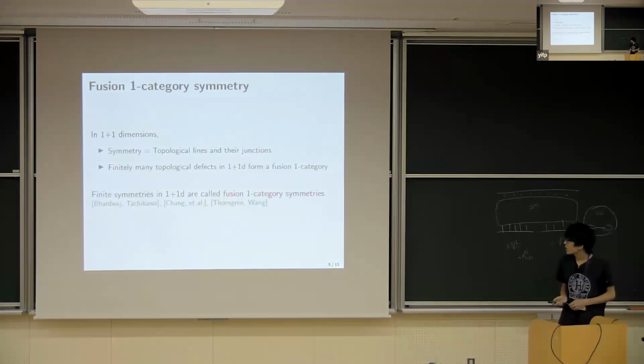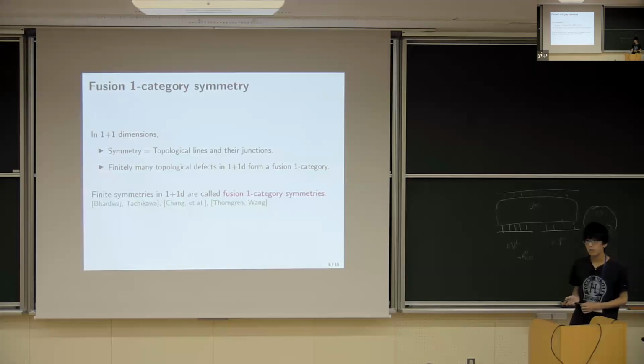So for example, in 1+1 dimensions, the symmetry of a physical system is associated with topological lines and their topological junctions. And in particular, when the number of topological defects is finite, then it is known that such topological defects in 1+1 dimensions form a fusion 1-category, which is a very special example of a higher category. And of course, this fusion 1-category contains a finite group as a special case. So this means that finite generalized symmetry in 1+1 dimensions is generally described by a fusion 1-category. And for this reason, finite symmetries in 1+1 dimensions are called fusion 1-category symmetry.